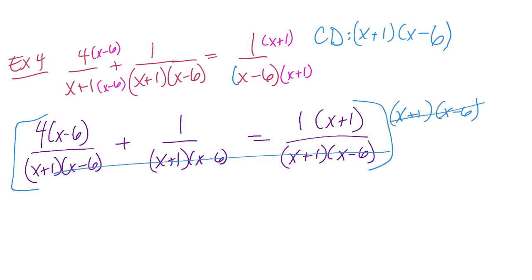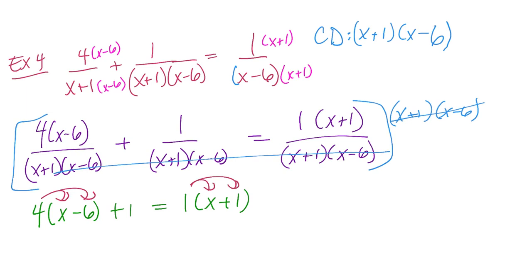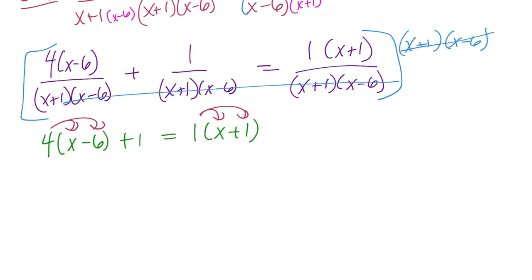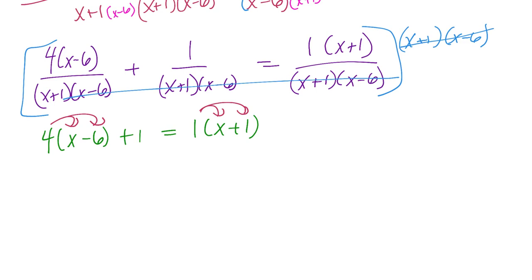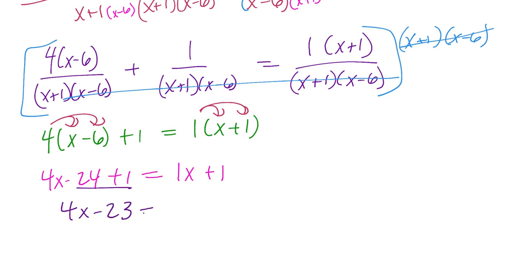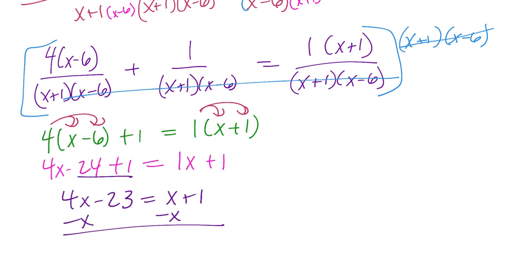So that crosses out. All our denominators are gone. 4 times (x minus 6) plus 1 equals 1 times (x plus 1). Now we want to distribute everything. Okay, so we get 4x minus 24 plus 1 equals 1x plus 1. Combine our like terms. 4x minus 23 equals x plus 1, minus x on both sides.